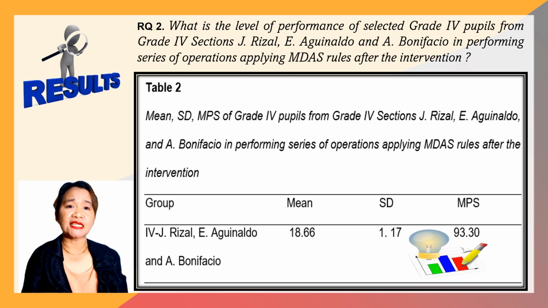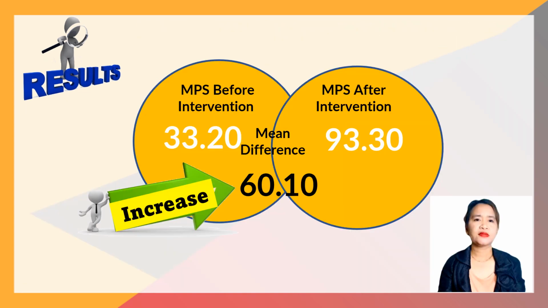The table shows that the class got an 18.66 mean, which shows a very high improvement from their pretest, 1.17 SD, and 93.30 MPS, which is closely approximating mastery. As seen in the diagram, there is a very high increase of 60.10 in the MPS.